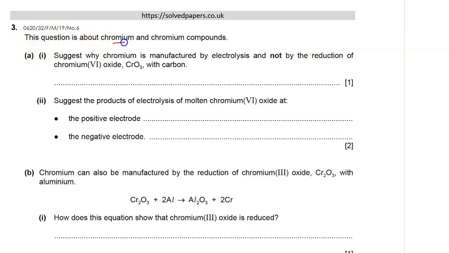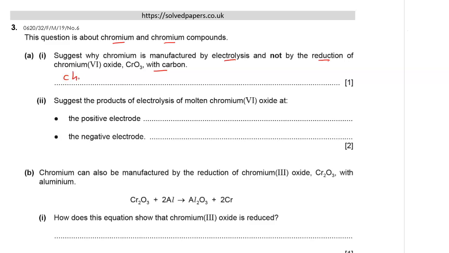Question number 3. This question is about chromium and chromium compounds. Chromium is a transition metal. Suggest why chromium is manufactured by electrolysis and not by reduction of chromium oxide with carbon. The reason is because chromium is a reactive metal and cannot be reduced by carbon.